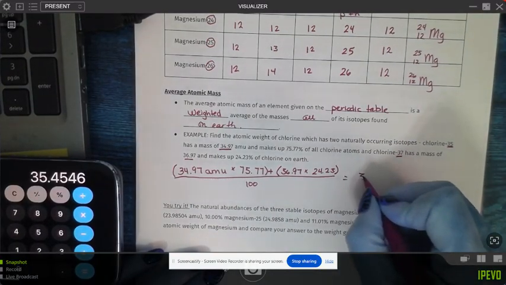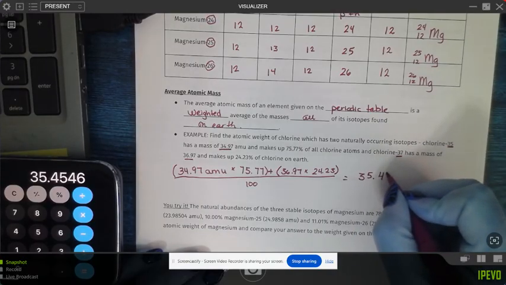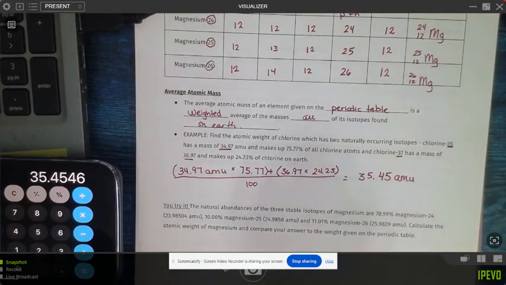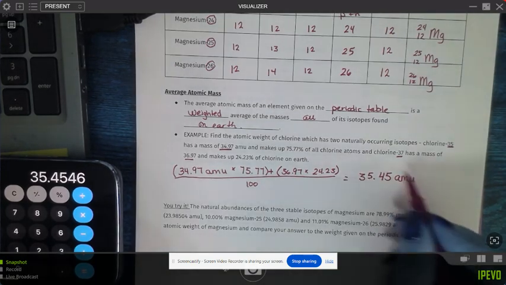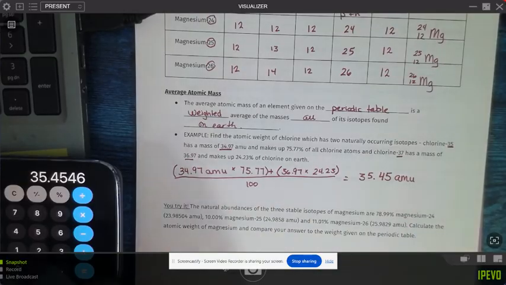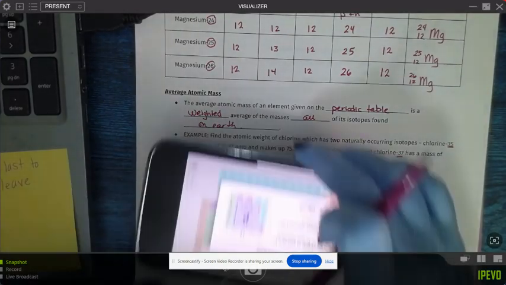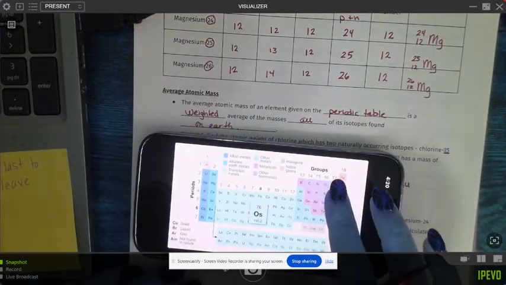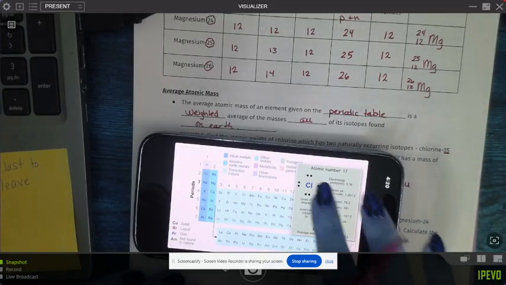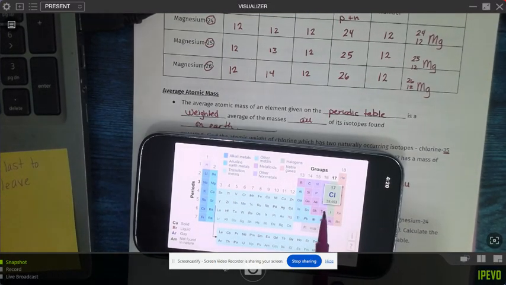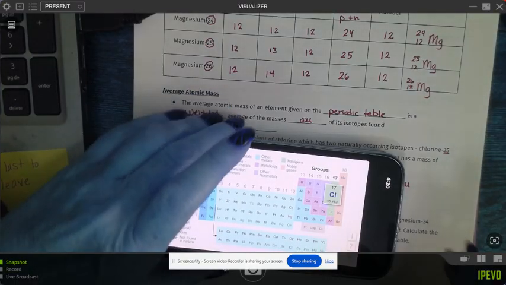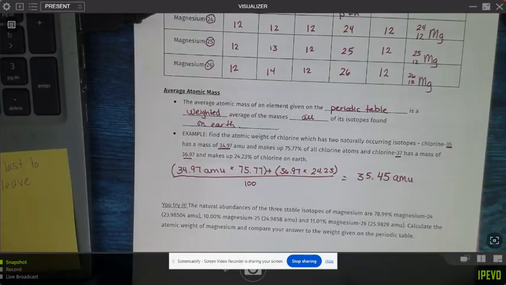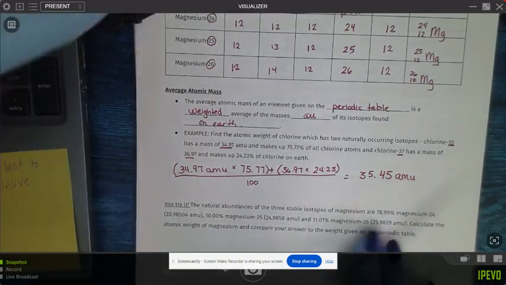So the average atomic mass of chlorine is going to be 35.45 AMU. And if you look at your periodic table, which I don't have handy right now, believe it or not, this is the decimal number, or really close to it, that you would see for chlorine. So hold on, I have my handy dandy phone periodic table. And if you look at chlorine, the average atomic mass is 35.45, okay? So it should come out really close to what we see on the periodic table. All right, so now we're going to do magnesium.